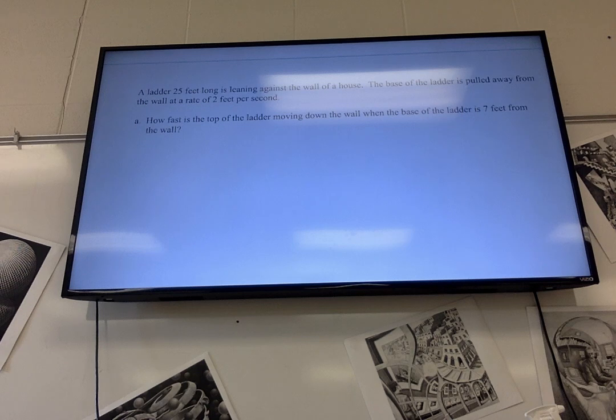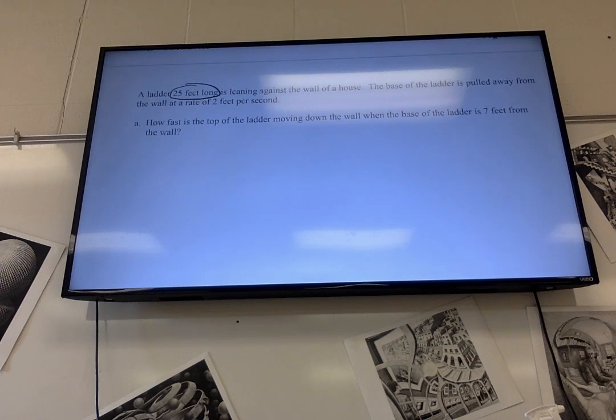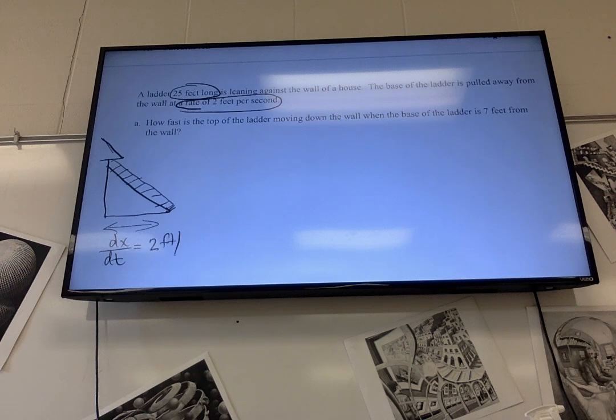Okay, anyways, we know this is constant, at a rate. So I'm going to draw a little house here. There's my house. There's my ladder. So my ladder is being pulled away from the base of the house, away from the wall. Since that's left or right, would you be okay with calling that dx dt? Awesome. So dx dt is 2 feet per second.